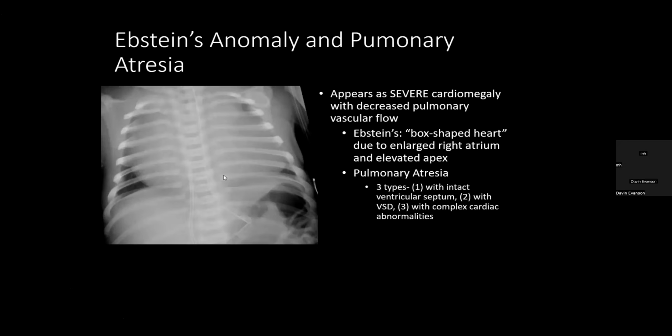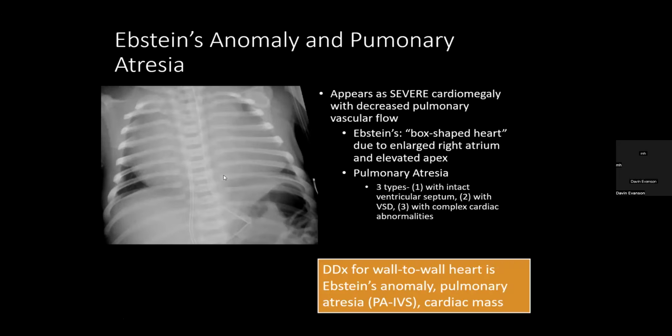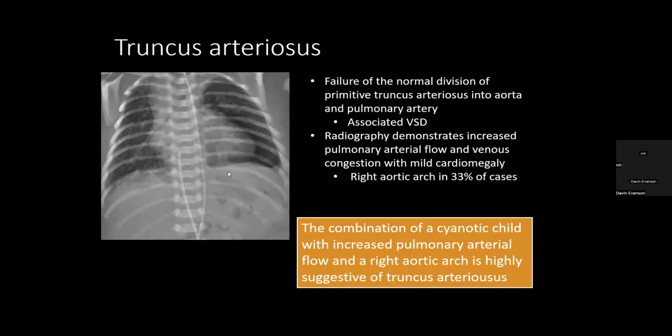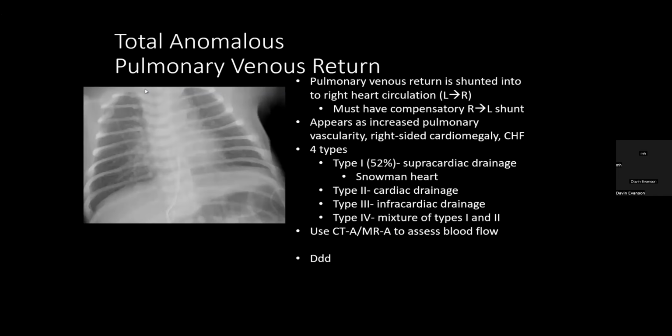Epstein's anomaly, pulmonary atresia, box-shaped heart. Truncus arteriosus, and we're often looking for the right-sided aortic arch. A couple pearls thrown in here. Again, I'm not going to read everything for you.